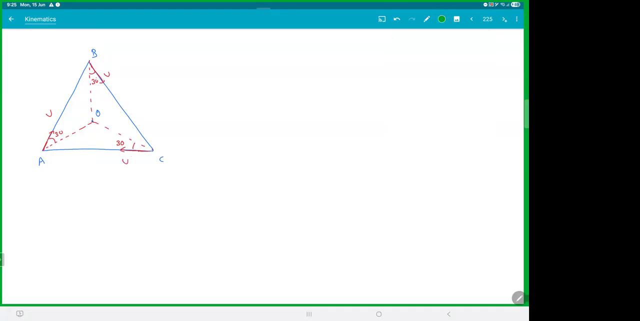If you resolve this into components, the component will be u cos 30 towards the centroid. This will be u sin 30. B's component will be u cos 30 towards the centroid, u sin 30. C's velocity towards the centroid will be u cos 30. The perpendicular component is u sin 30. Let's say after some time it rotates. Now remember, it still forms an equilateral triangle. After some time, the triangle must have become something like this. The centroid still remains the same. This was A now.